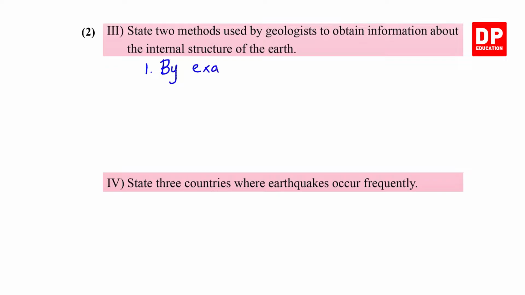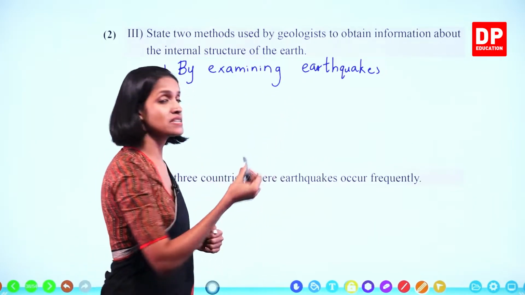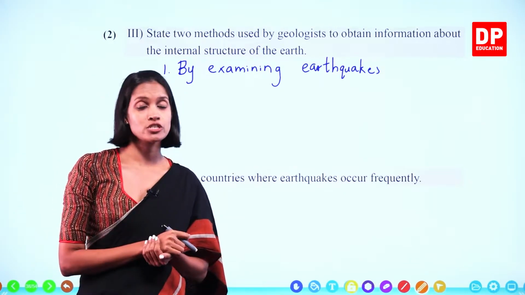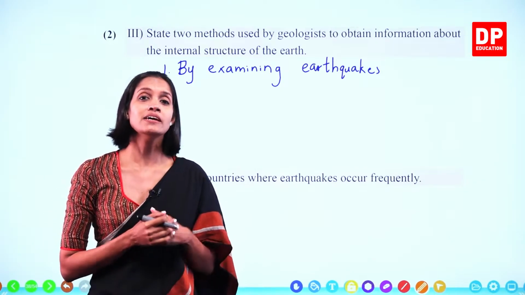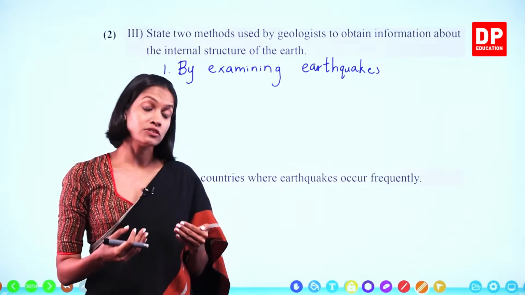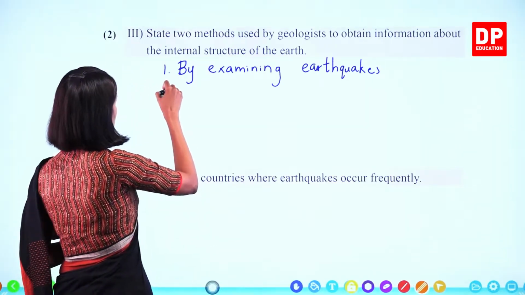By examining earthquakes. So there we learned that in order to examine earthquakes, special instruments, special meters called seismometers are used. Seismometers are installed in different parts of the earth and they can sense different earthquakes and the strength of the earthquakes as well, okay? Right. Number 2.